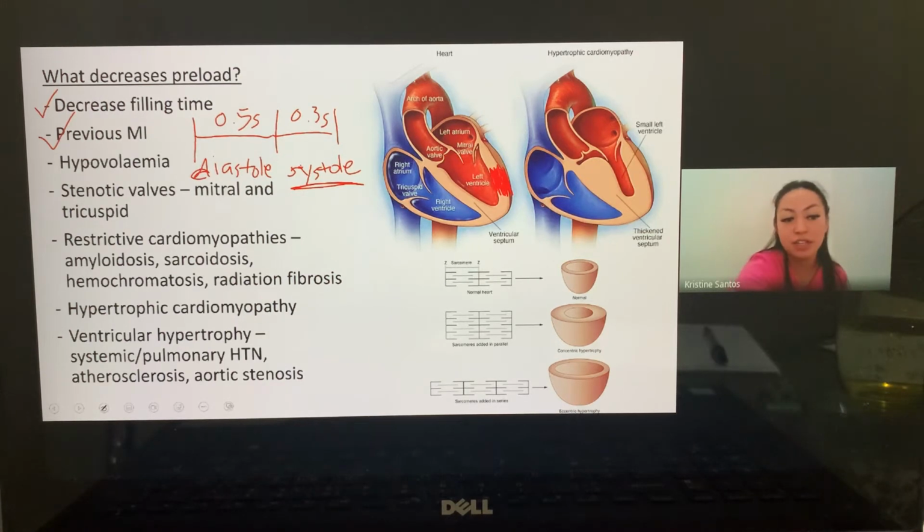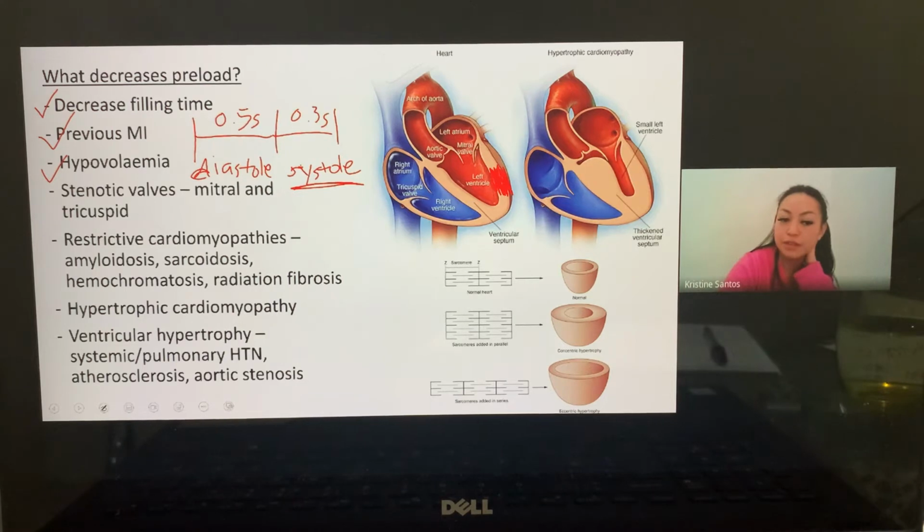Okay. So the next one is hypovolemia. This is fairly intuitive. If you don't have much blood volume circulating around the body, then you're not going to have a lot of blood going back to the right side of the heart. So hypovolemia is going to decrease venous return just because you don't have much blood to circulate in the first place. So the next one is stenotic valves, so mitral and tricuspid valves.